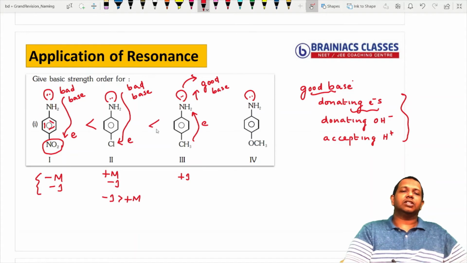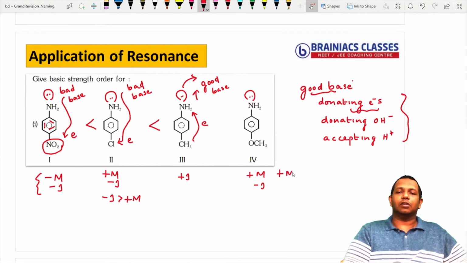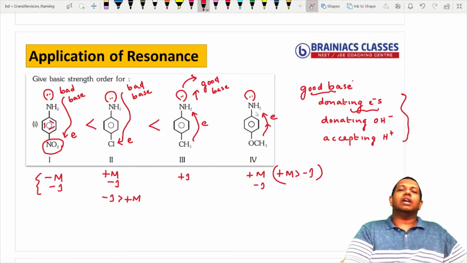So this will be a much better base than this one. Now we have OCH3 connected. OCH3, we know it has +M effect and -I effect, but +M is usually dominant over -I. So we can say it will donate electrons in this direction. It will push away the electrons. That means it is capable of donating the electron. So it's a very good base.